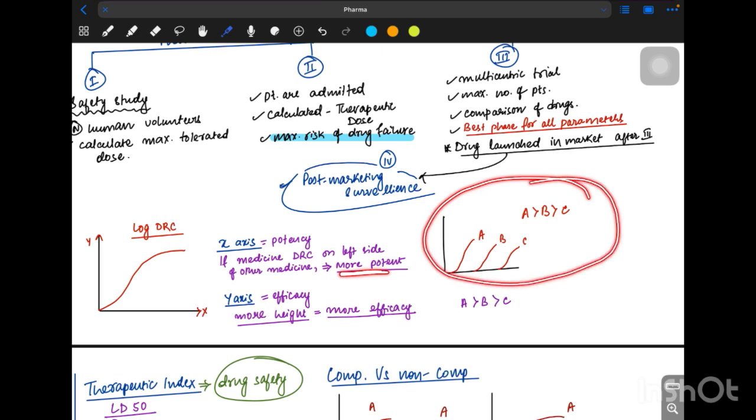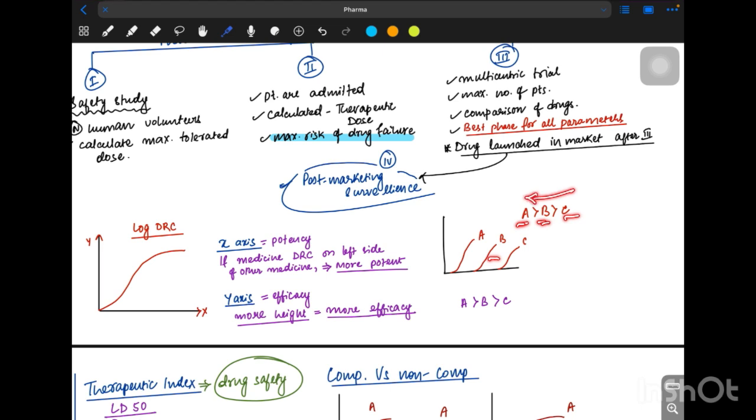For example, in this graph you can find there are three drugs A, B and C. So the drug which is more on the left side, as you can find, compared to B, A is on the left side, so it is more potent. Then B is more left to the C, so B is next potent. A, B, C. According to potency, this is arranged.